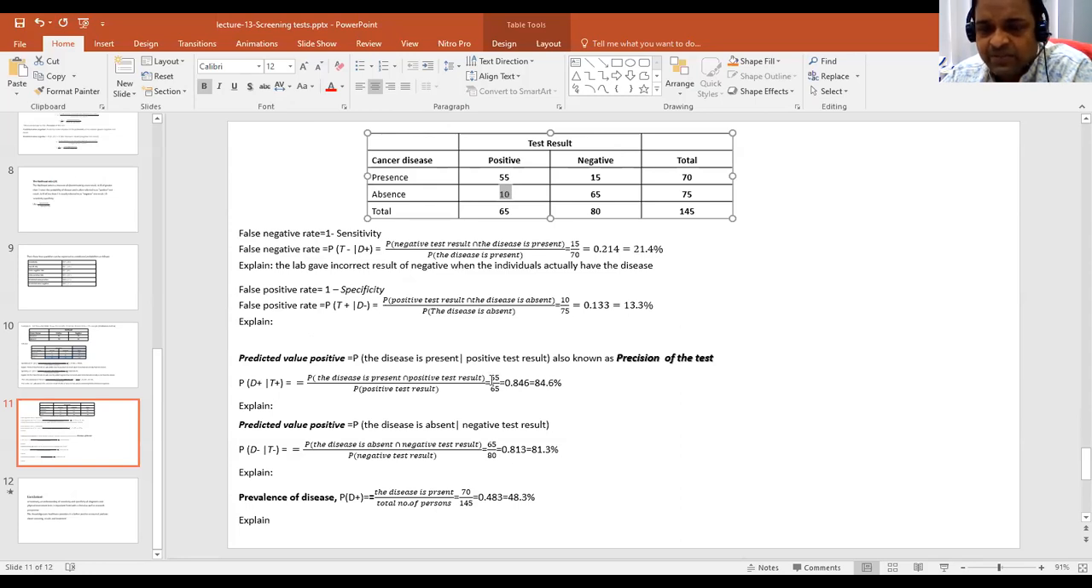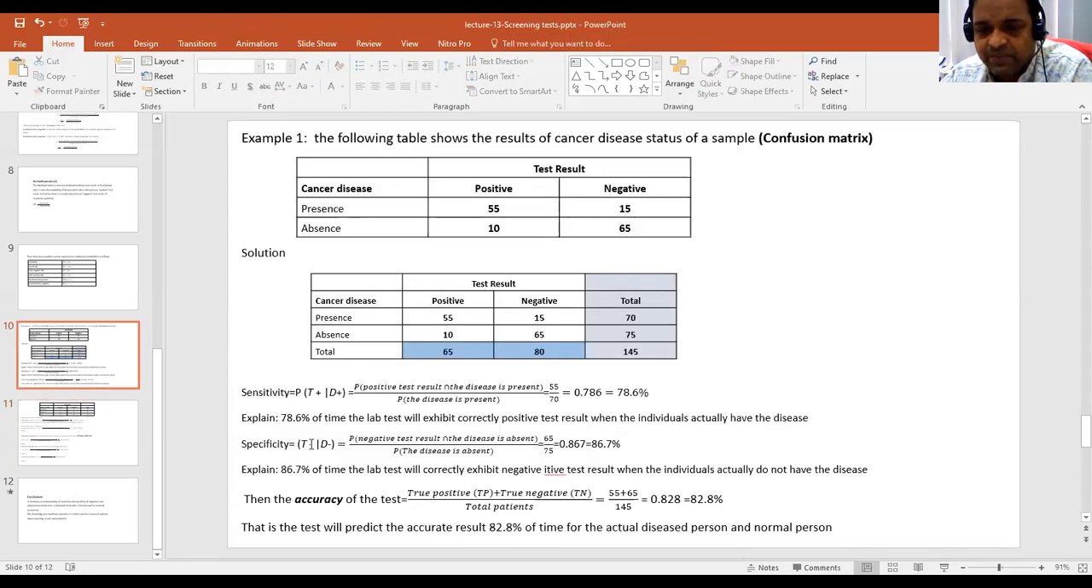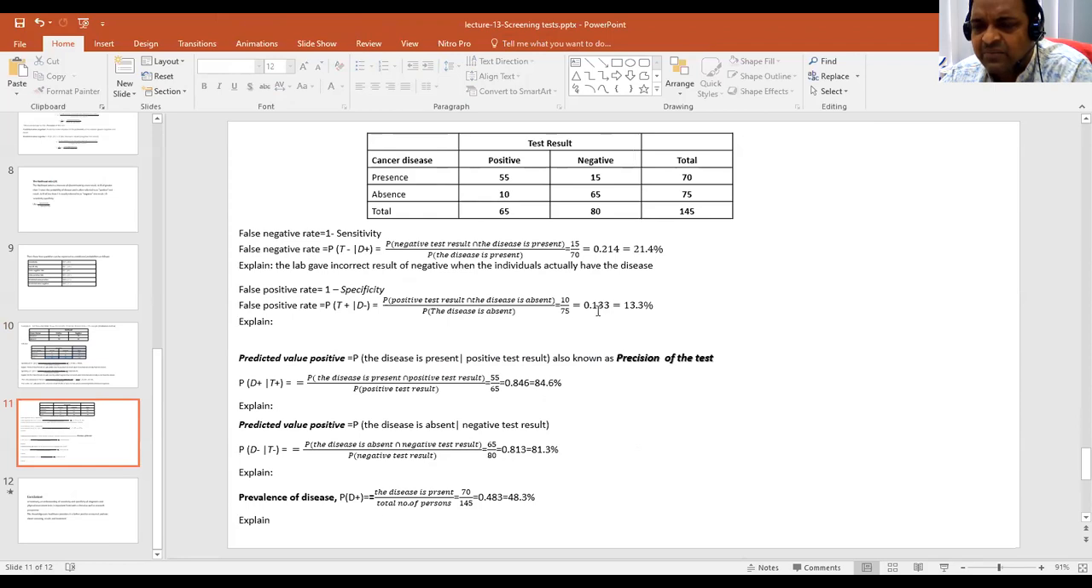What is the specificity rate? You can remember the specificity we got was 86.7. If you do 1 minus 86.7, or 1 minus 0.867, you will get 13.3. So you get 1 minus specificity, that is the false positive rate. That is, the lab falsely gives the positive result, but the individual actually does not have the disease.